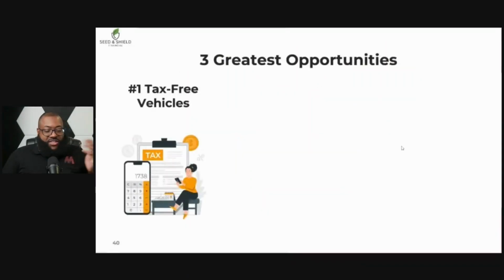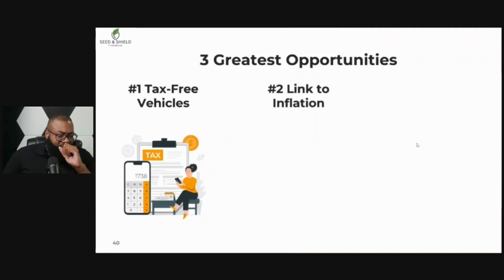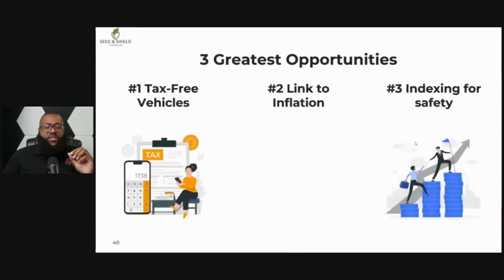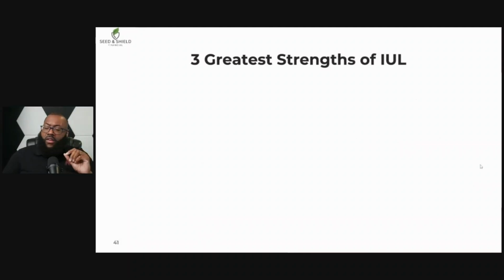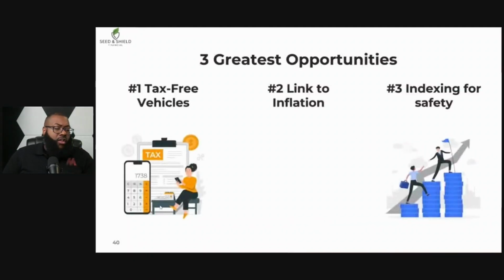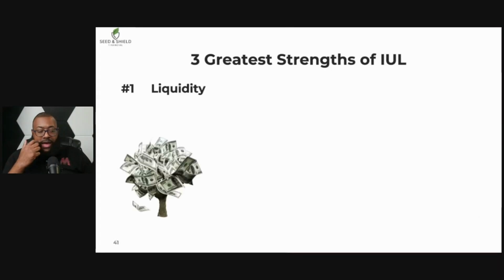So just to refresh your memory, there are three greatest opportunities for an IUL. It's a tax-free vehicle. It's linked to inflation. So as the market goes up, your account is going to go up to be able to combat inflation. So you're okay. And it's indexing you to safety. You will never go backwards on your account. That's unbelievable. And these strengths lead you to these top three strengths here.